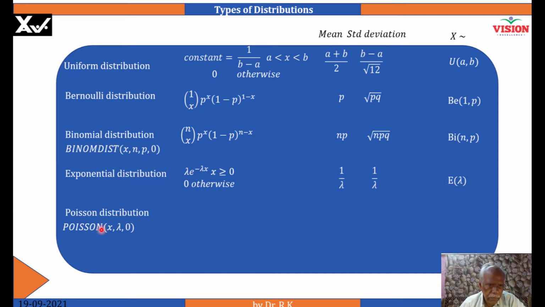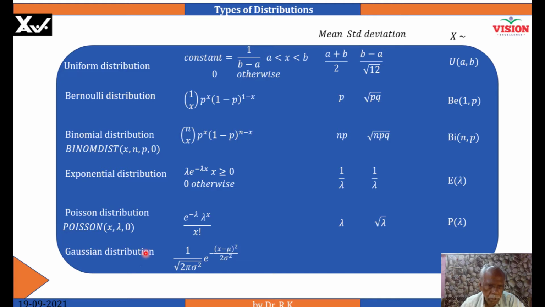Poisson distribution, Poisson x lambda 0, it is written in Excel if you want to have any result. And e power minus lambda, lambda power x by factorial x is the function. And the mean is lambda, and the standard deviation is square root of lambda. And it is written and read as x is distributed as Poisson distribution with mean lambda.